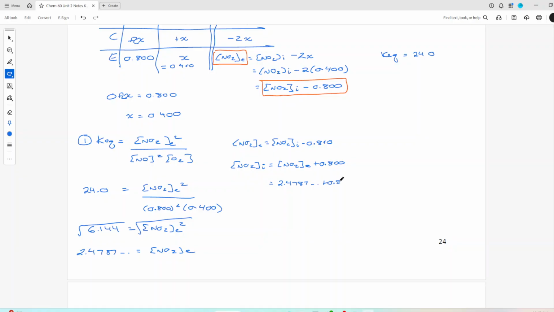plus 0.800. Now before we do the addition, let's just check our sig figs. So where were we at? With this guy, we had 3 sig figs all the way through, so this would be carried to 3 sig figs. So this would be 2 decimal places minus 3 decimal places. So I'm going to answer to 2 decimal places. So I'm going to hit plus 0.8, and I get 3.28 molar. So the initial concentration of NO2 is 3.28. And that I'm going to call method 1.